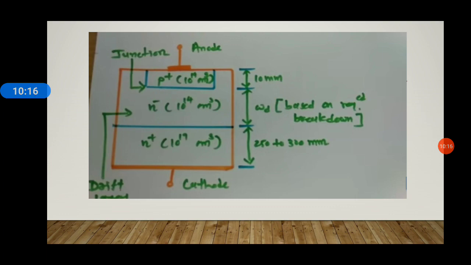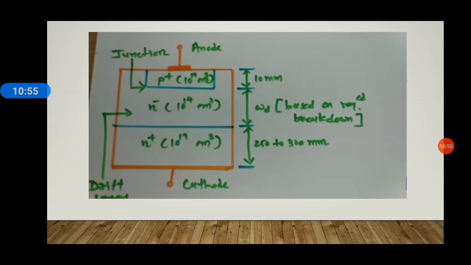The middle layer of lightly doped N negative is known as the drift layer. The thickness of the drift layer depends on the required breakdown voltage. The breakdown voltage increases with an increase in the width of the drift layer. If we go on increasing the width of the drift layer, the breakdown voltage will similarly increase, because the depletion layer will increase. If the depletion layer increases, the breakdown voltage will increase.